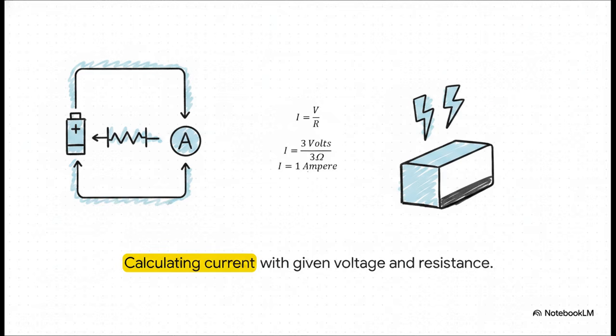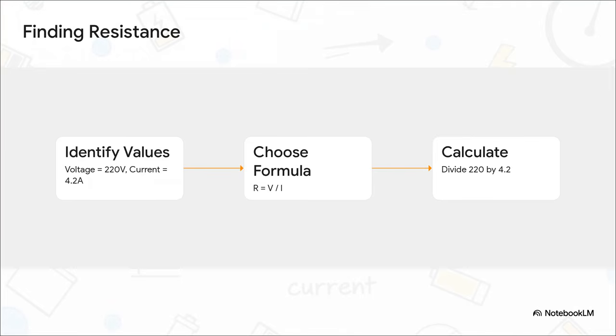Super straightforward, right? Now let's actually apply this to something you probably have in your kitchen right now, like a high-powered air fryer. The math holds up perfectly here too. Step 1, we identify what we know. A standard wall outlet usually provides 220 volts, and let's just say this specific air fryer draws a current of 4.2 amperes. Step 2, we need to find the resistance inside the machine, so we grab our formula, R equals V divided by I.